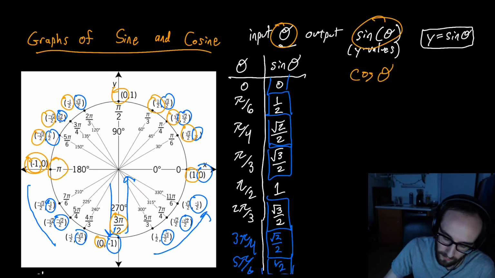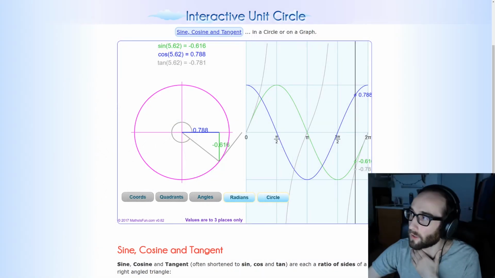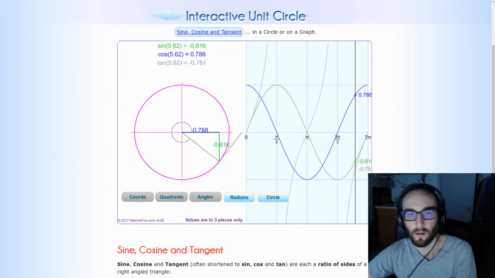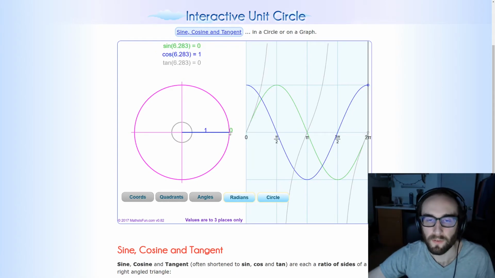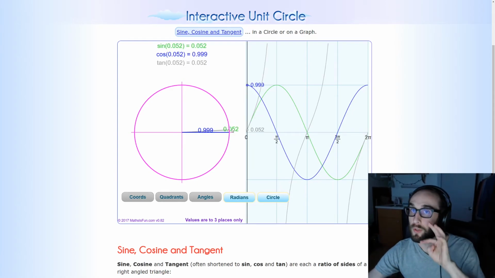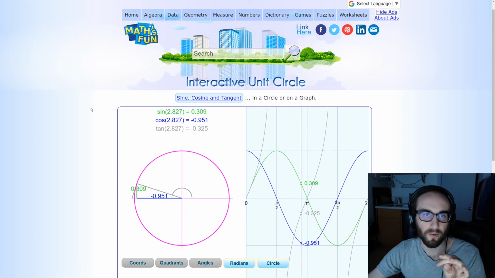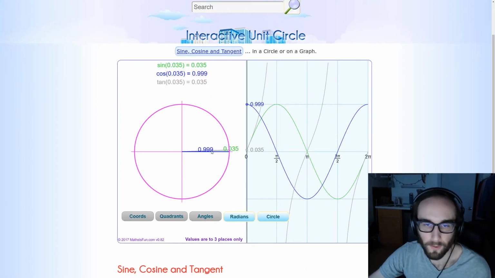All right, so up here I pulled up a visualization of the sine and cosine, and also tangent, which we'll talk about later. Graphs of sine and cosine and tangent, and how they relate to the unit circle. This is just the Math is Fun website. I just Googled it really quickly.